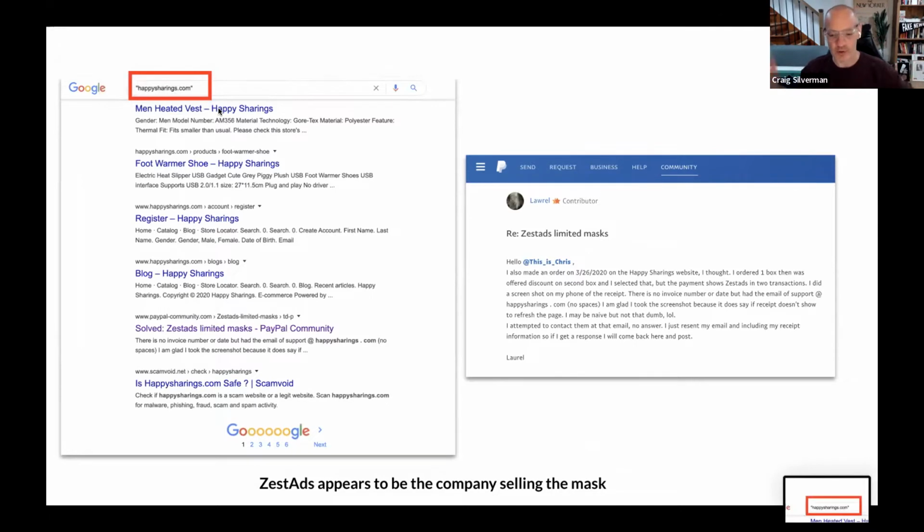I searched that in Google, and it was a really interesting result because I saw that on a PayPal community discussion website, people were talking about ordering masks from the Happy Sharings website, buying them at, they thought, a discount, and then not getting anything in the mail. So they bought the masks, they paid for them, and they didn't get anything.